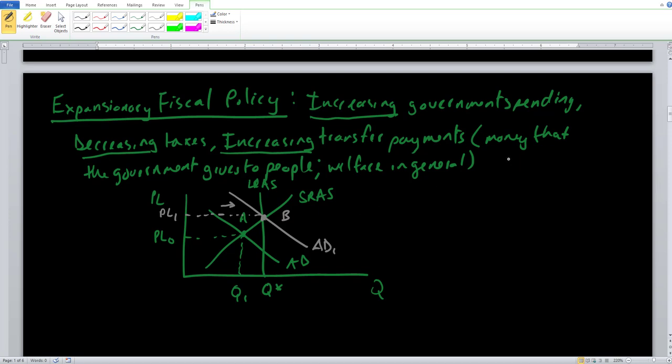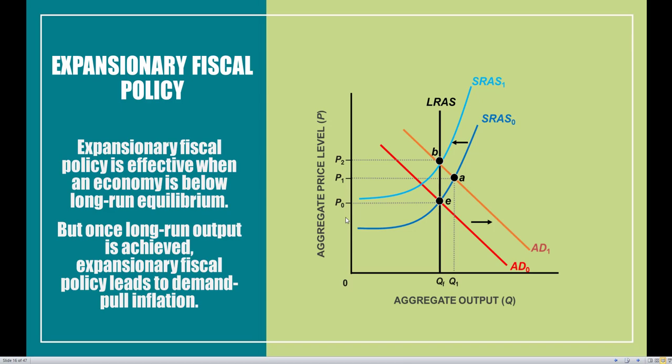So anytime we talk about expansionary fiscal policy, this is all going to increase aggregate demand, shifting it over to the right, away from the origin. What happens if the government decides to pursue even more expansionary fiscal policy beyond point B? Well, we already talked about this. Remember that this is our long-run equilibrium, and it's perfectly fine for us to have short-run equilibrium above our Q star level. But remember that in the long run, we are going to adjust our expectations, and it's only going to be leading to demand-pull inflation.